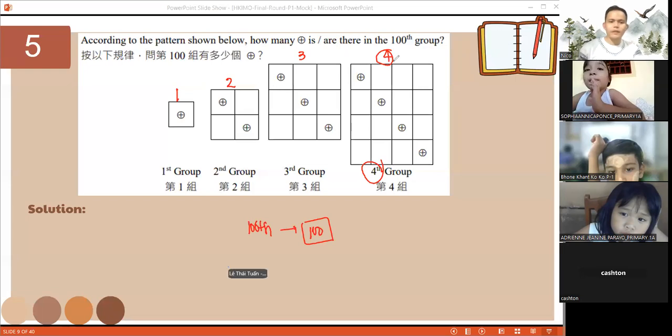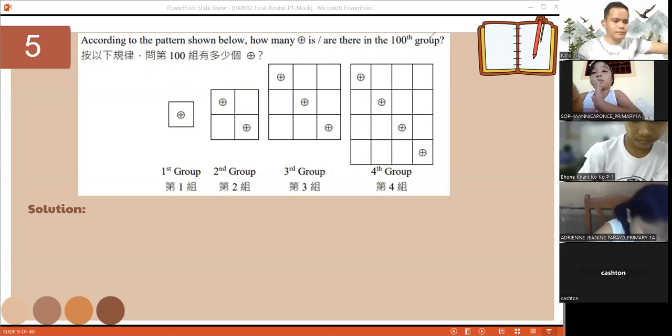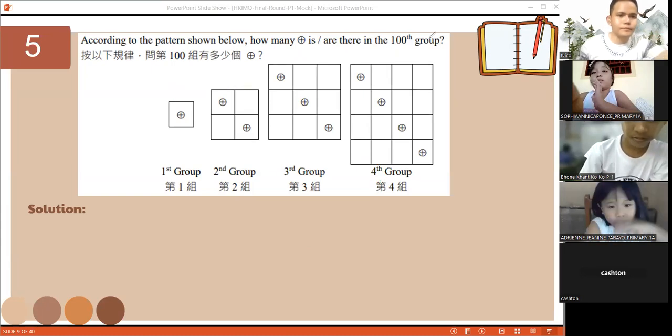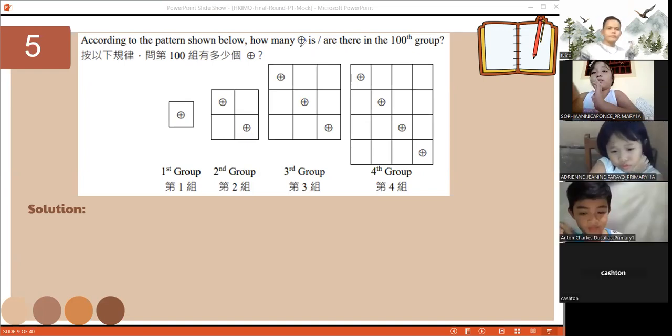Very easy, fast, right? This is very easy. Yes, teacher. Okay, let's go to the next question.